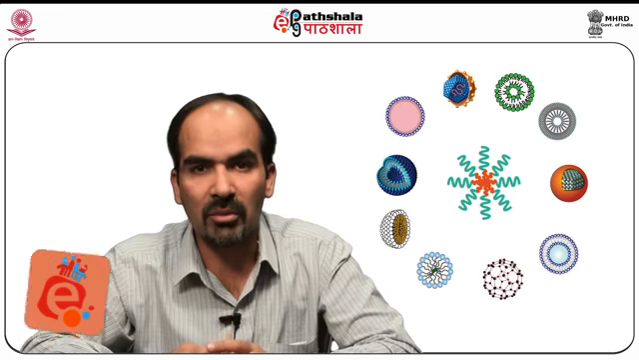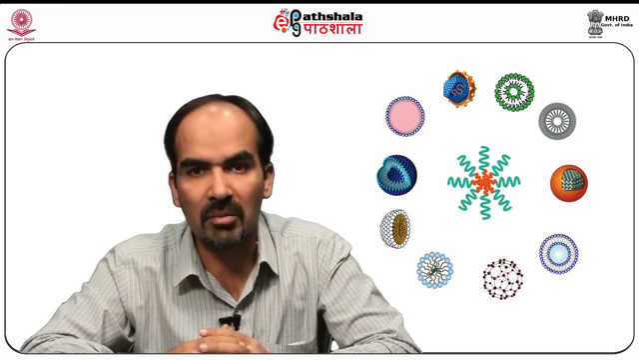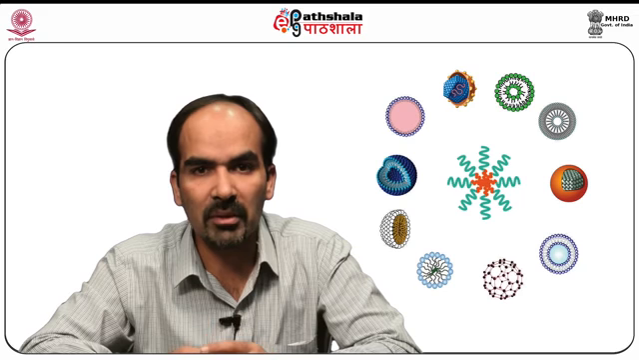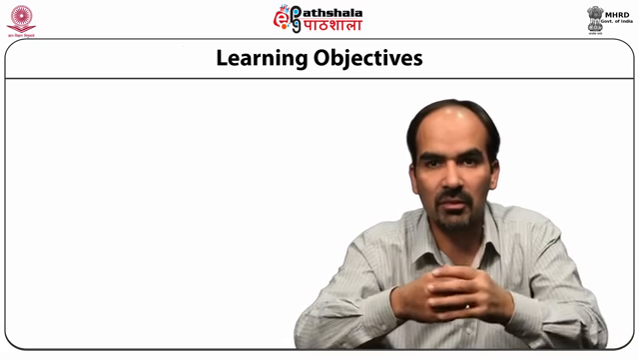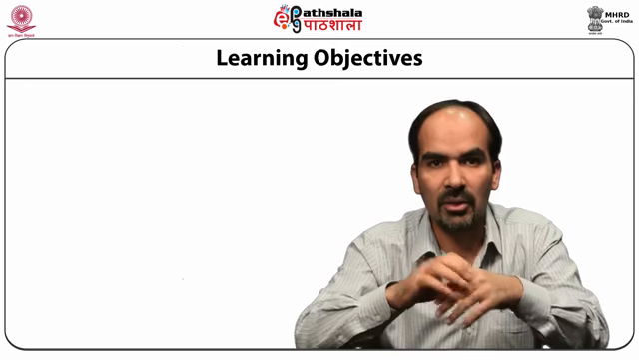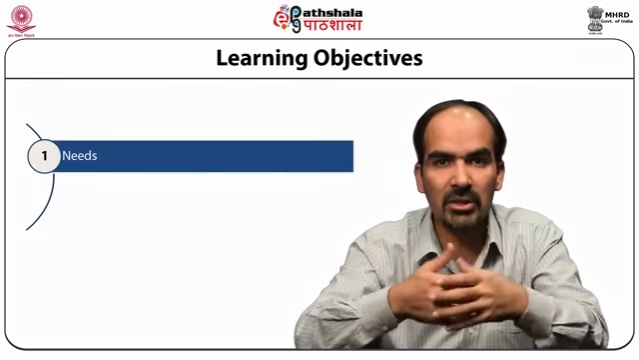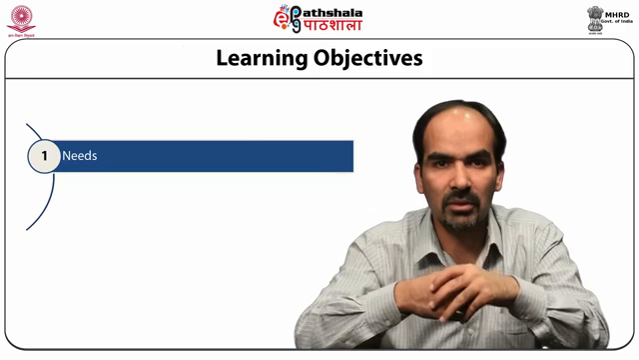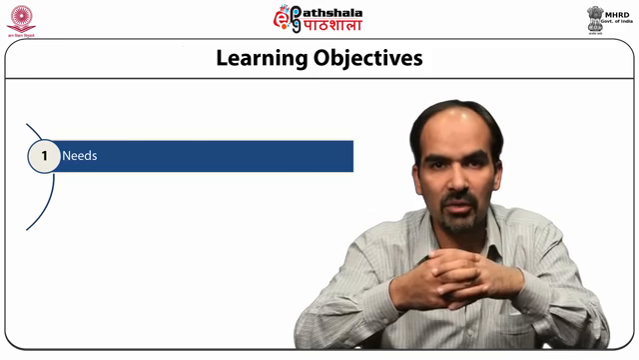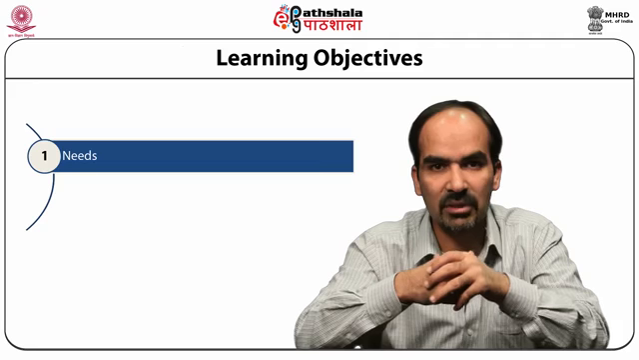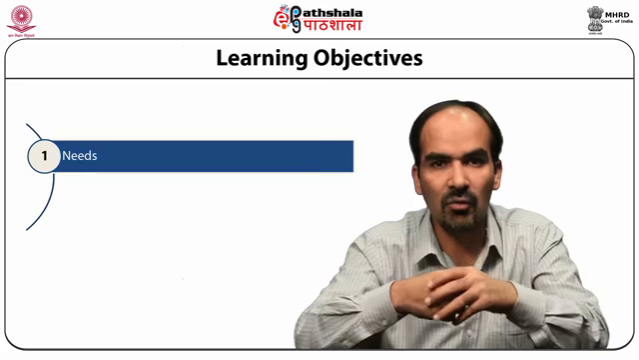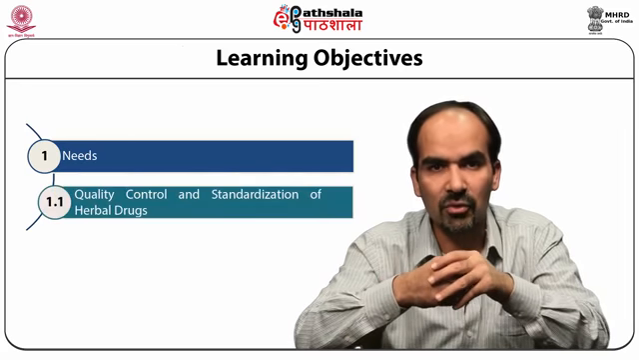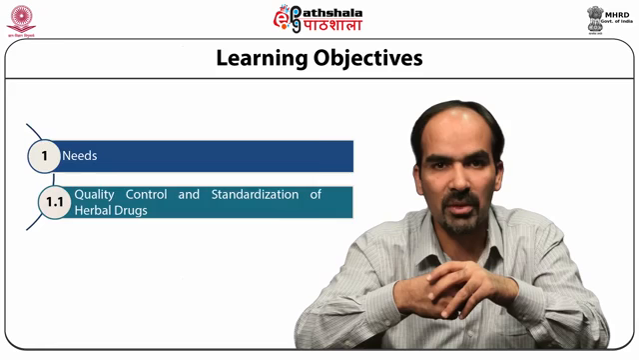Today we are going to talk about the module Quality Control of Herbal Medicines from the paper Novel Drug Delivery Systems Part 2. So students, let us see what we are going to learn from this module. Number one is the needs of quality control. So why do we need this quality control? This question we will ask ourselves, and then we will try to look for the answers for what is the need of quality control and standardization of herbal drugs.